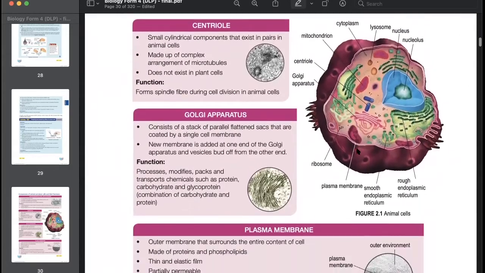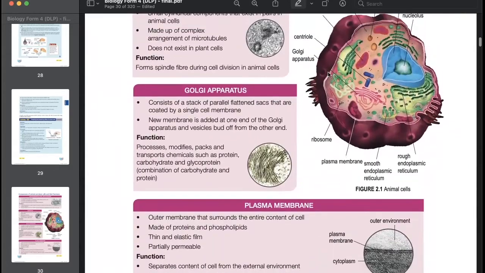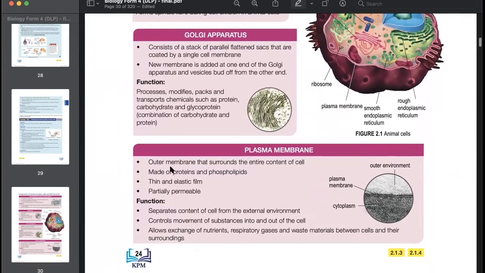The next one is plasma membrane. Where is the plasma membrane? The outermost layer of the animal cell is called the plasma membrane. What is the information? The outer membrane surrounds the entire content of the cell, made up of protein and phospholipid bilayer. This means the plasma membrane is made up of protein and also phospholipid. Phospholipid is lipid, which means fat.